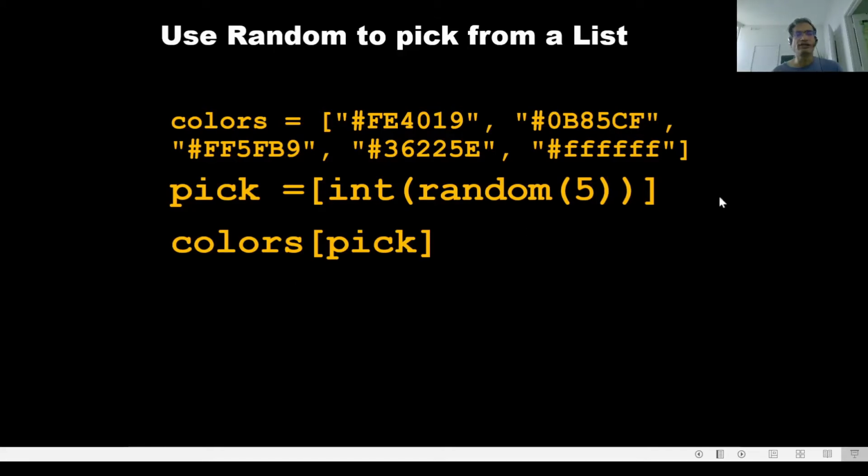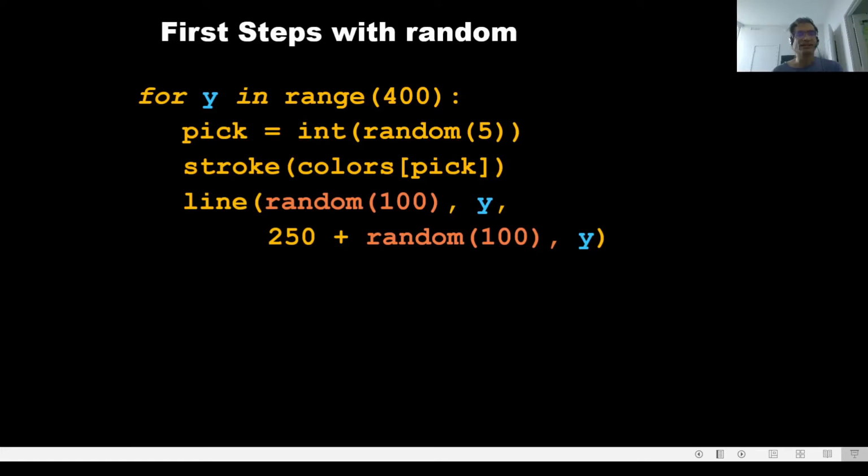So if let's say that this number came out to be 3, then I'll say colors of 3. So it will be 0, 1, 2, 3, and I'll pick this 3, 6, 2, 2, 5E, I'll pick that hexadecimal color. Next time I run it, I may pick another color. So you see the power of this and the value. Even though I have only 5 colors, I can call this hundreds of times and still get one of these picked randomly.